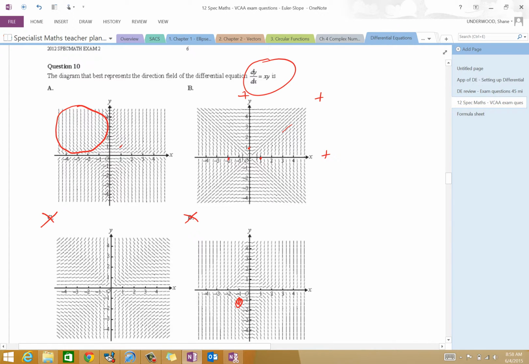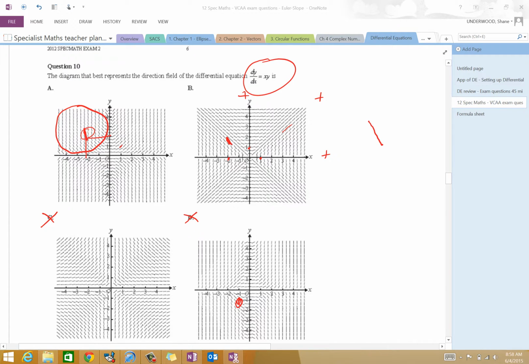Let's pick out negative 2 and 2. If I had negative 2 and 2, does that gradient look like negative 4? Nah. Negative 4 is quite big, like it's almost straight. So negative 2 and 2, virtually like a straight line, if that makes sense. So that's where you have to look at the gradients.